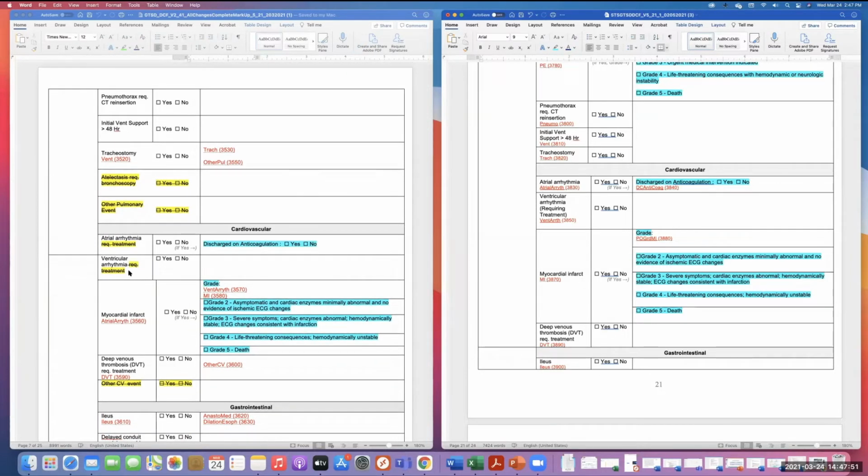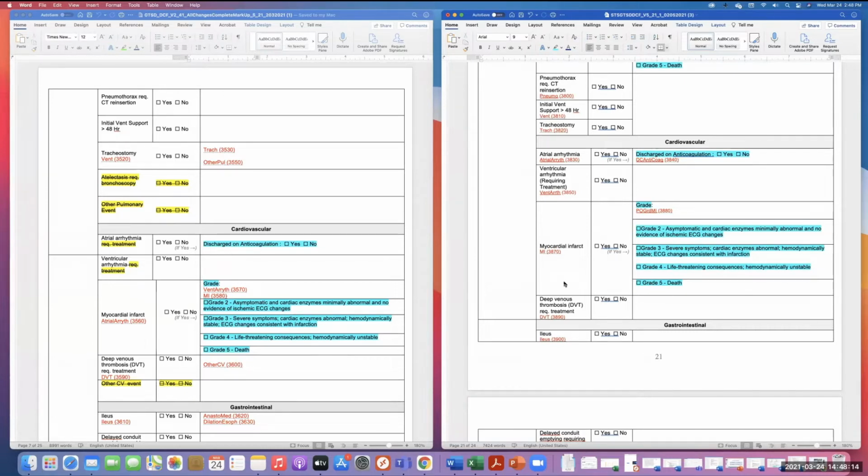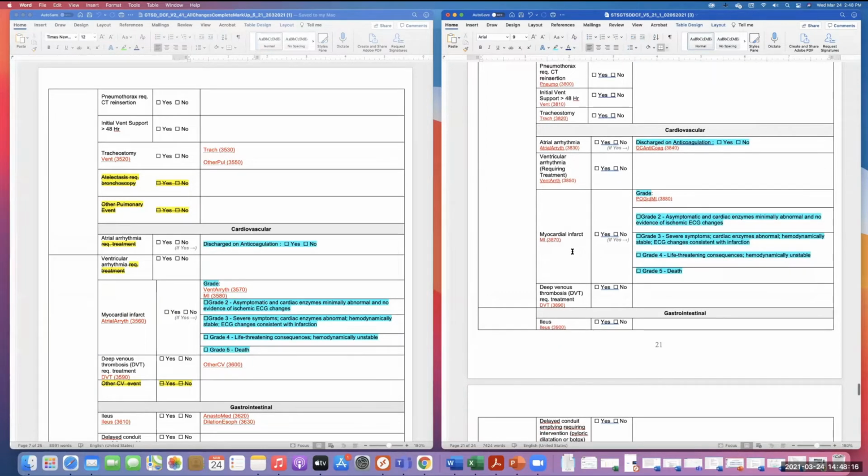Yeah, previously, Dr. Wormuth, on those atrial and ventricular arrhythmias, we had the language requiring treatment and we removed that language. Yeah, thanks. Okay. Well, we still have it on ventricular arrhythmia requiring treatment. I'm sorry, under atrial. Atrial arrhythmia. So the treatment that we were looking for there was, did they have to go home on some sort of blood thinner? Myocardial infarction, again, adding in the grades.